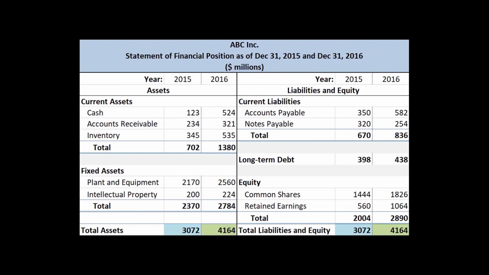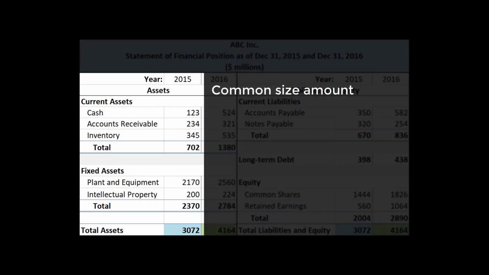Pulling up the sample statement of financial position we looked at briefly in the previous video, let's try and convert it into a common size statement. In a common size statement of financial position, all accounts are stated as a percentage of total assets. We'll just focus on the asset side, but realize that we would do the same for the right-hand side of the statement as well if we were doing this in a whole question.